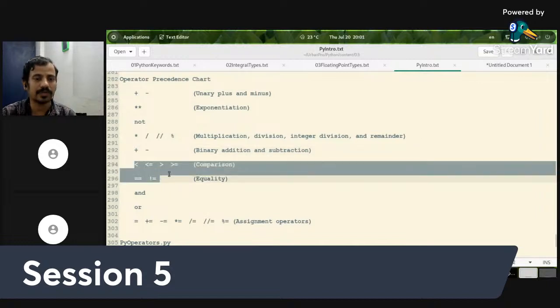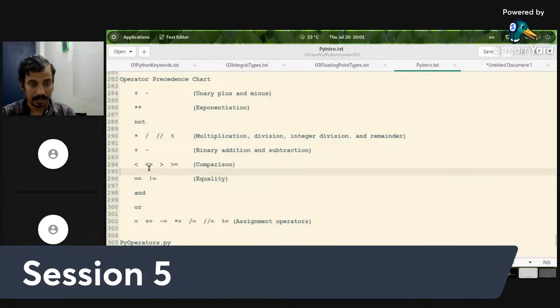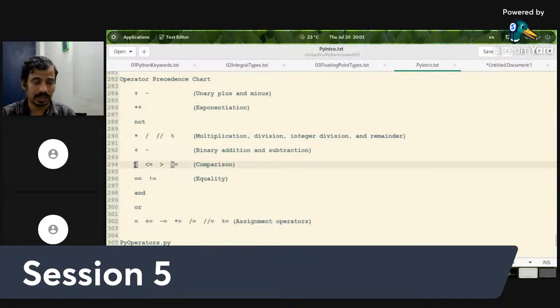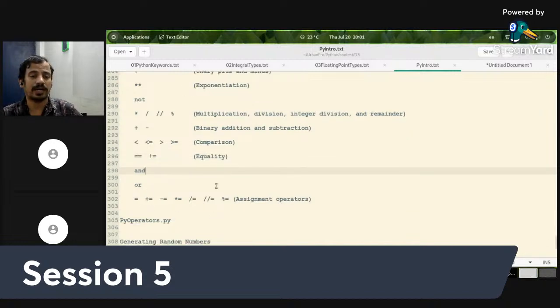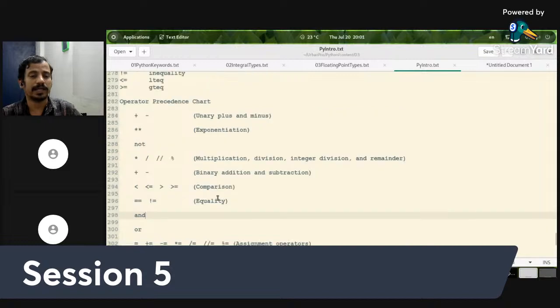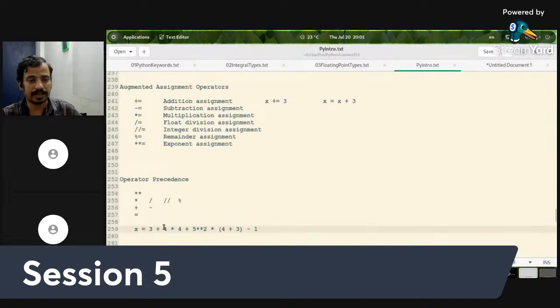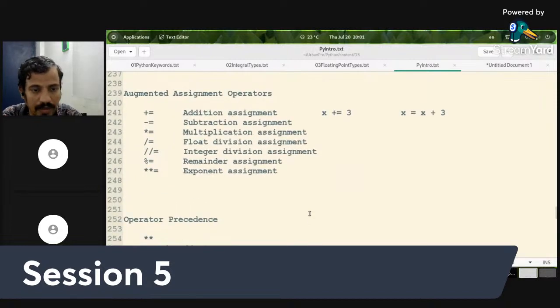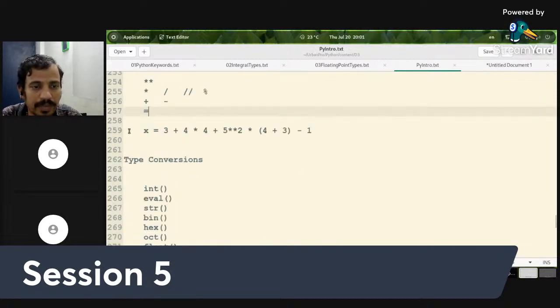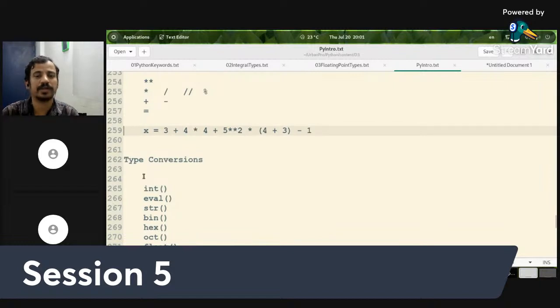Relational operators have the next level of lower precedence. Among them, first we check for less than and greater than, and later for equality or inequalities. After that, we have and, or, and so on. So let's take an example here. Can you see this? Yes, sir. Now tell me how would this be evaluated?